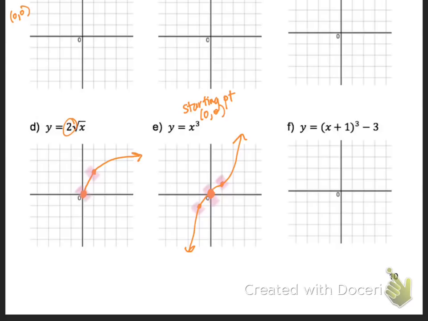Now if we look at F, I am shifting left 1, down 3. So I'm going to start at 0, 0. I'm going to go left 1, down 3. So here is my new dot. The slope is exactly the same, so I'm going to put a dot here and here. It didn't flip or anything like that, so it still looks like a sideways S where it's going up and to the right, down and to the left. And again, these are the 3 points that I would be grading.